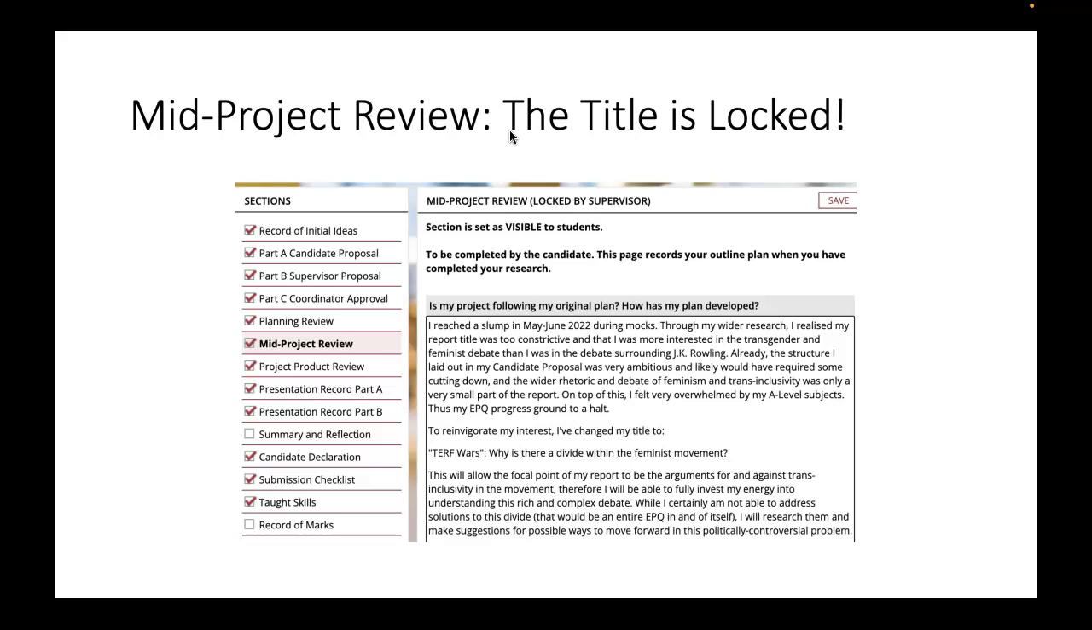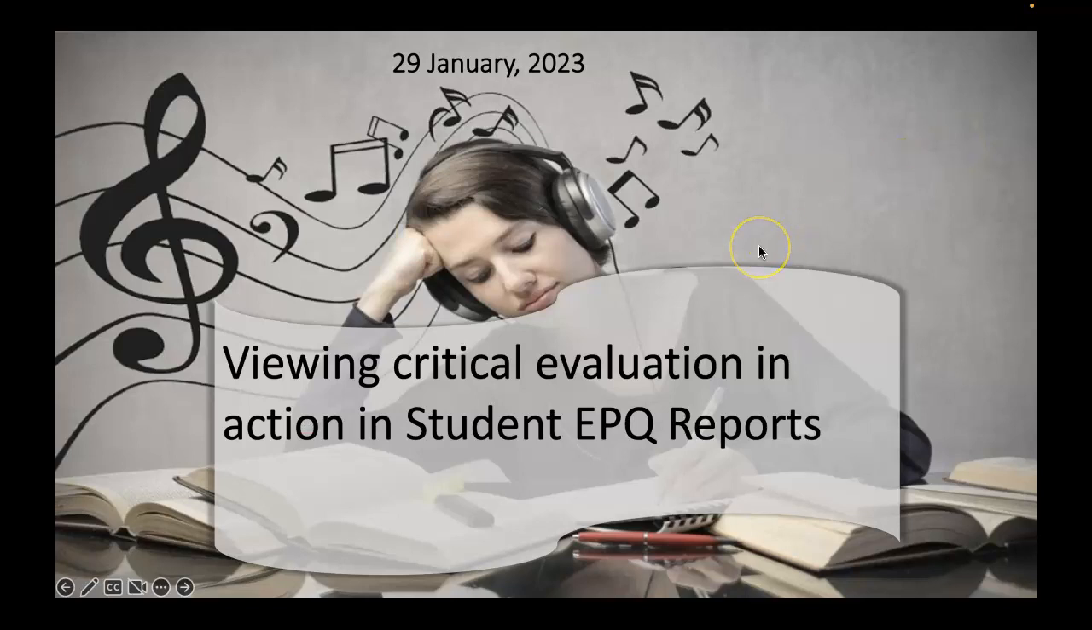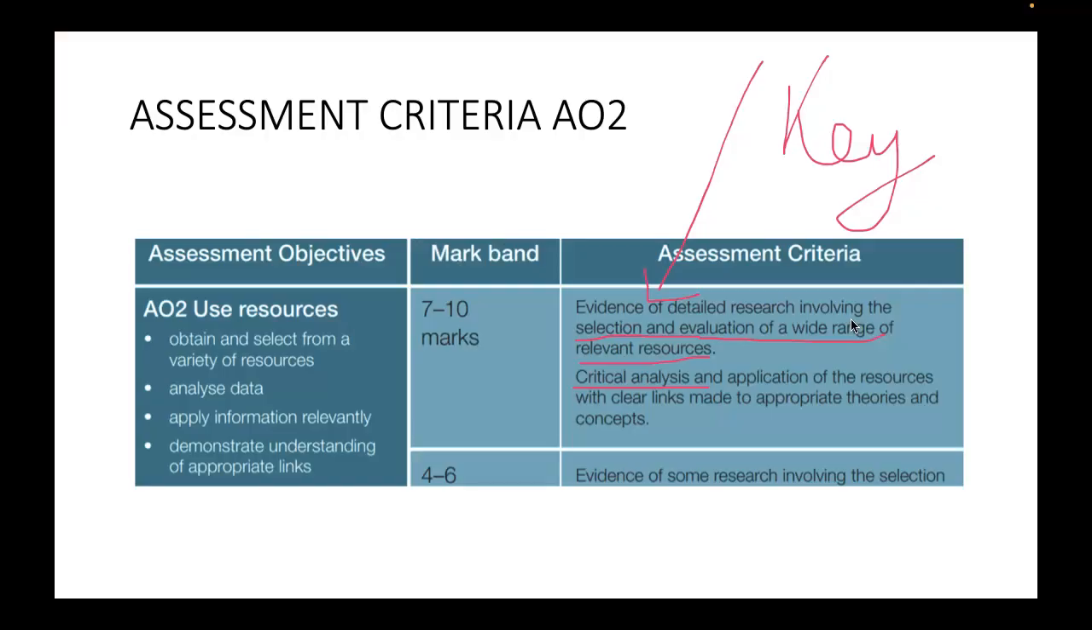And the reason why we're doing the critical evaluation of sources now is to remind you that you need the information before you start planning and before we lock in this title over here. Now, as I said, today we're going to be looking at extracts from student EPQ reports. I'm going to give you a little bit of background and explain the importance of the title, and we will see how these students use the critical evaluation from their tables and that they put it into their reports.